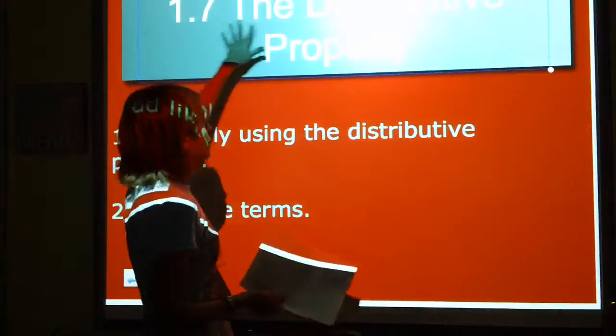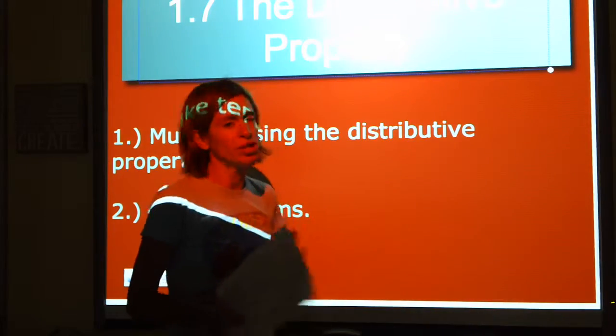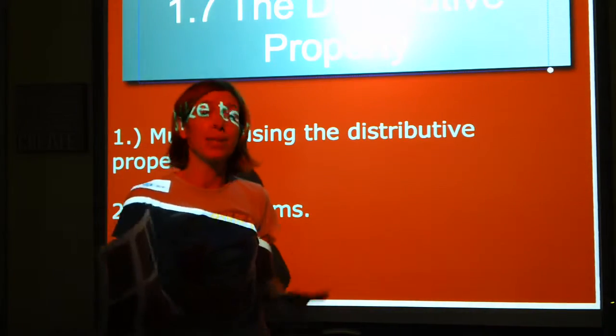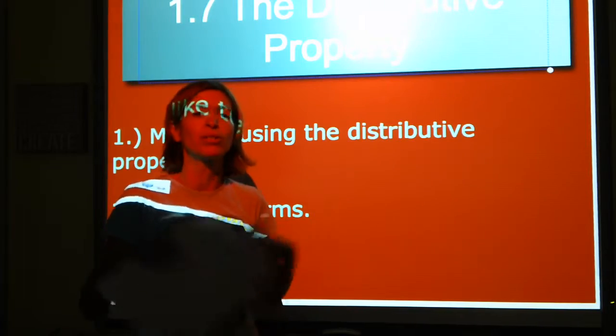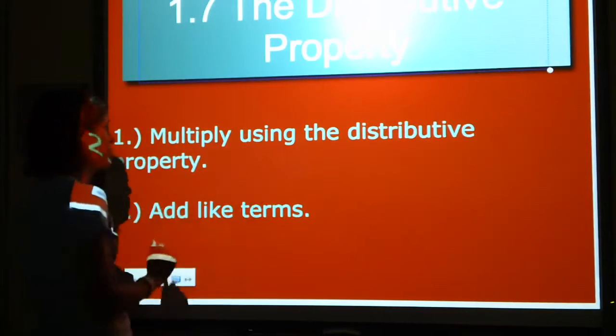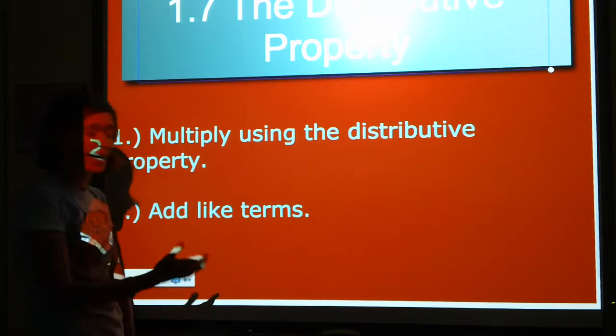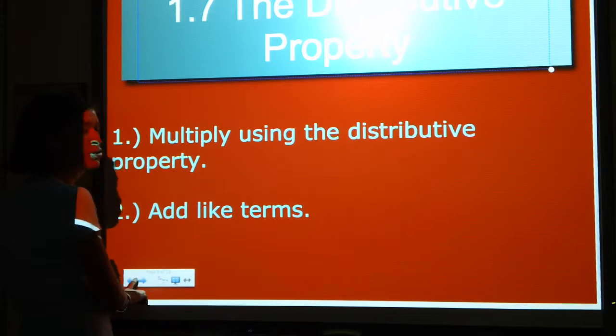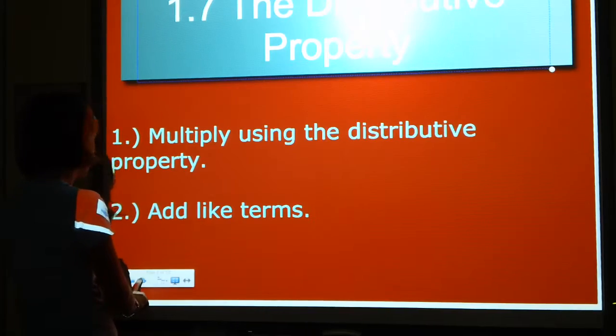But we're in section 1.7, the distributive property, and I know I've been jumping around a lot because a lot of these topics I know you saw last year, so I'm reviewing the ones that are the most important. So today we're going to be using the distributive property to multiply, and we're going to be combining like terms, so that we can get to doing some real solving equations next week.